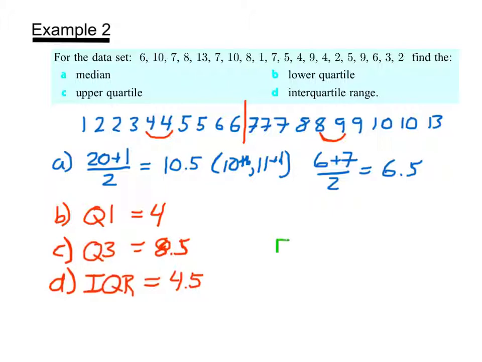And again, to be completely thorough here, when we're measuring the spread, we're often looking at the range of the data, which again is the max minus the min, so in this case 13 minus 1, or 12.